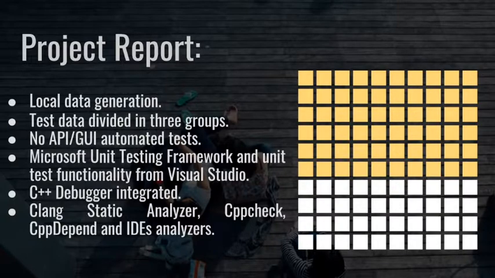So we work with local data that we generated ourselves. We didn't feel the need of any third-party data application. We also divided our test data into three groups: one that would test each one of the extremes of the code, and one with common data points. We didn't feel the need to use any API or GUI automated tests, and we thought that the easiest way to do it was utilizing the Microsoft unit testing framework and also the test functionality from Visual Studio, since some of our teammates use Visual Studio for any sort of software engineering, software development, and they were familiar with that.